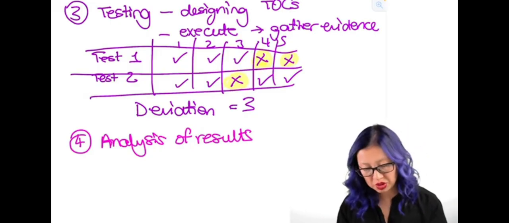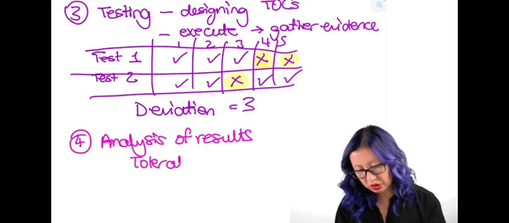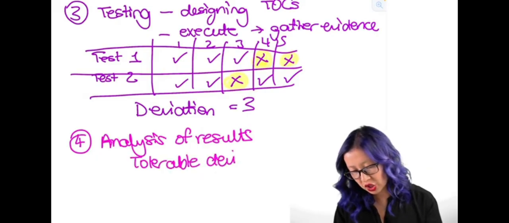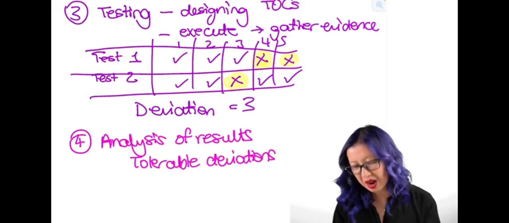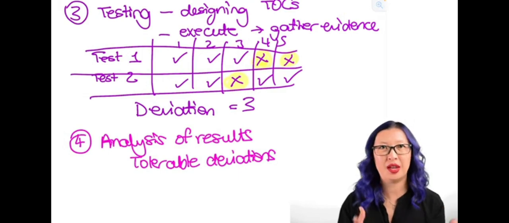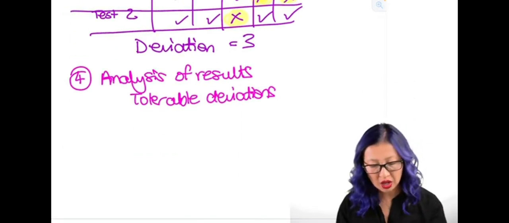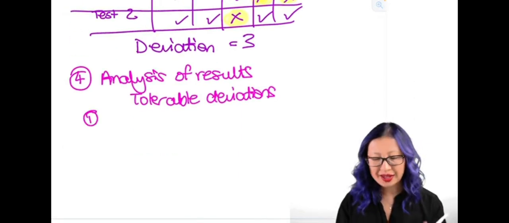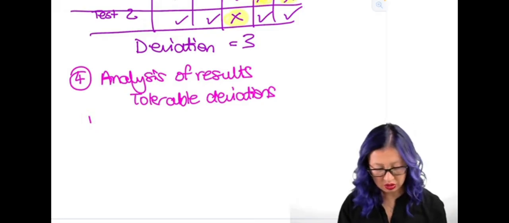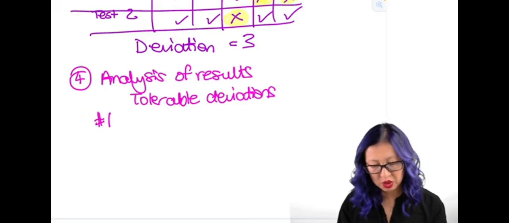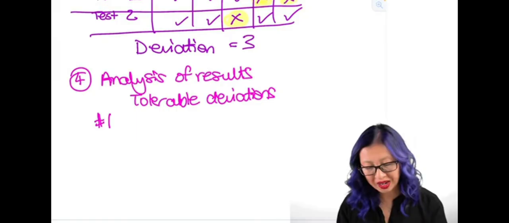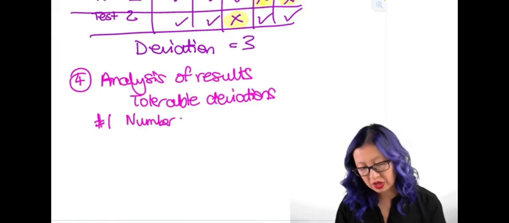What I have is something called tolerable deviations, and they are expressed, I guess, potentially in one of 2 different ways. Option number 1 is that tolerable deviations, hang on, I'll make that more clear. Option 1 here for tolerable deviations is you'll get a number of deviations.